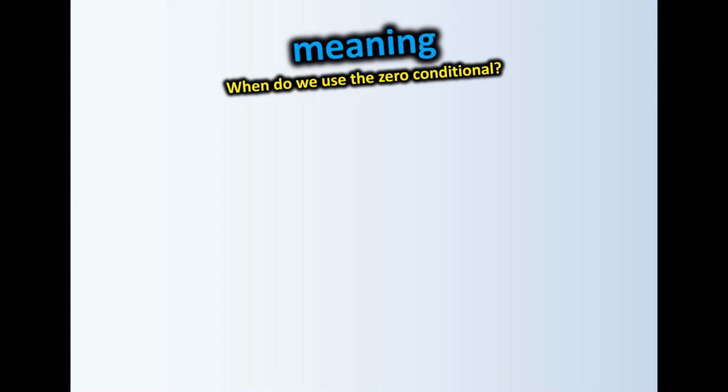In this lesson, we'll be learning the zero conditional. Let's start with the meaning. How do we use the zero conditional? In order to answer this question, let's consider the following example sentence. If you heat ice, it melts.